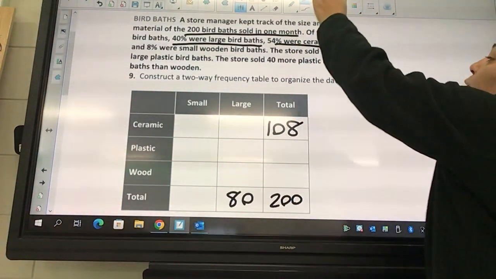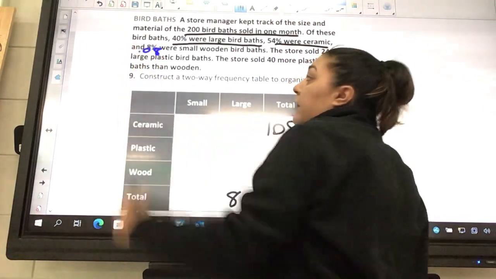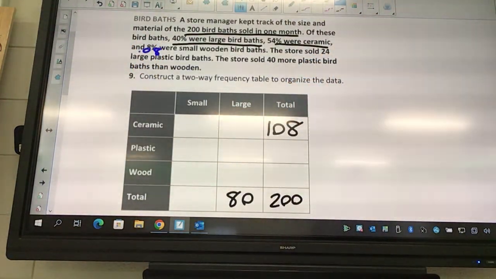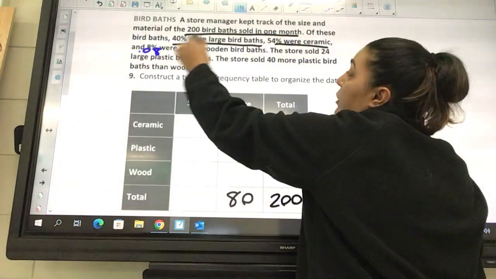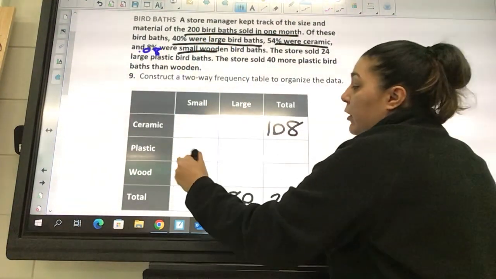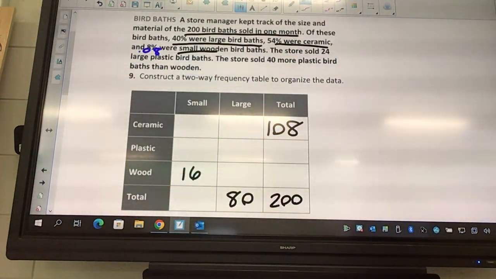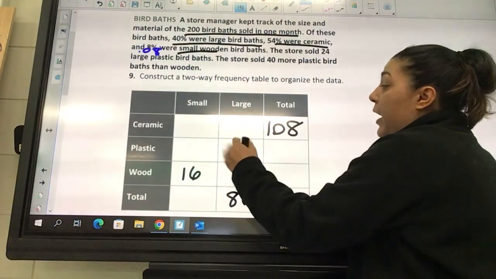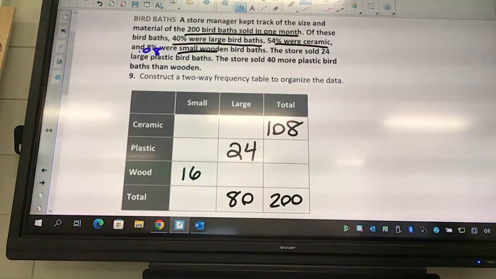Okay, 8% were small wooden bird baths. So you're going to say 0.08 times 200. Don't type in 0.8 because that's the 80. So 0.08 times 200. What is that? 16. So 16 were small wood. The store sold 24 large plastic bird baths. There's nothing to do there. We got large plastic, it's going to be 24. The store sold 40 more plastic bird baths than wooden.